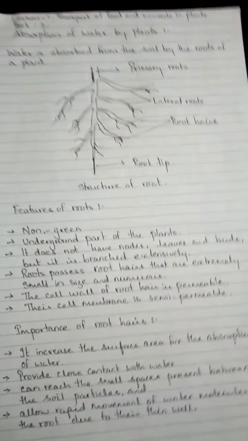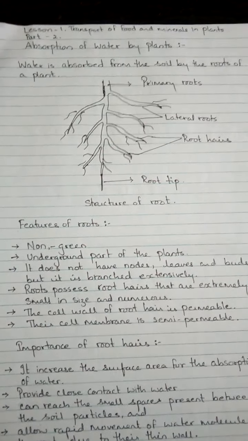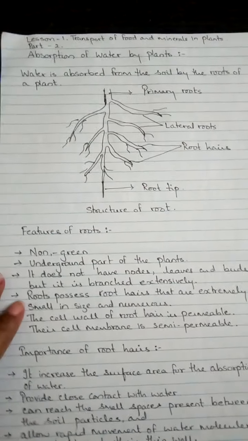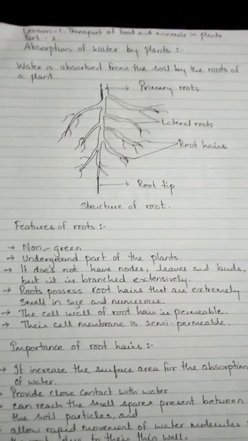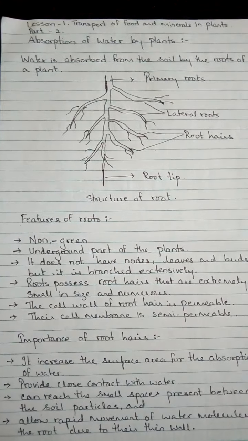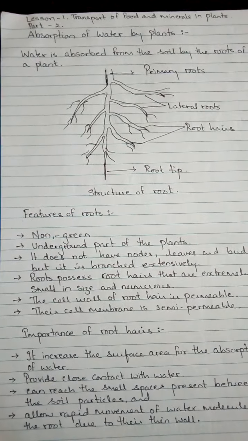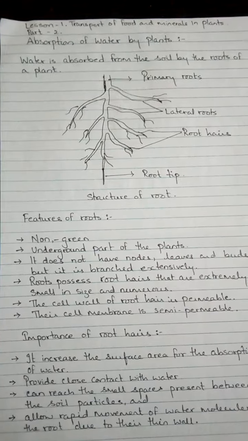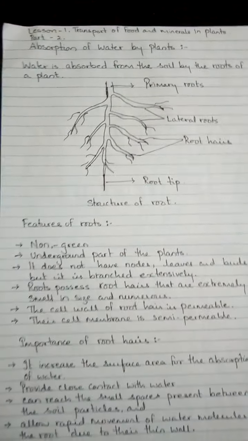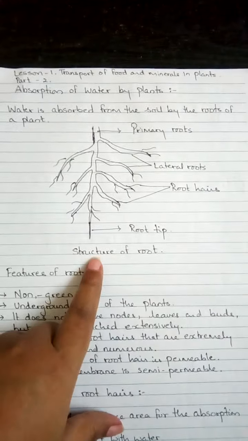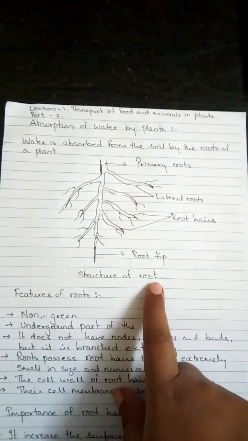Now water is absorbed from the soil by the roots of a plant, and we know that plants require water, and it is very necessary because that is the only way from where they get the minerals as well, and so the plant grows. So the root, this is the primary structure of the root. Okay, this is the structure of the root.